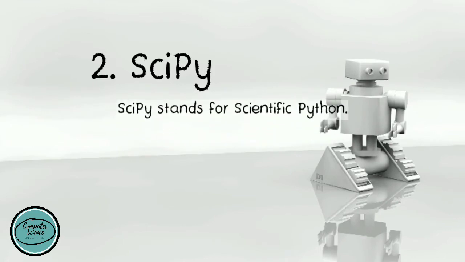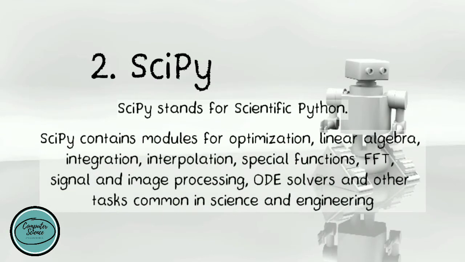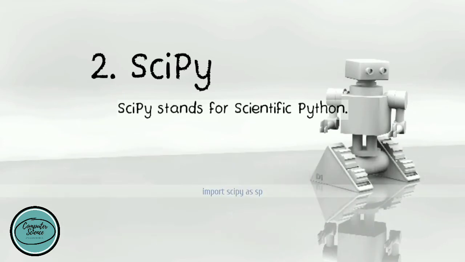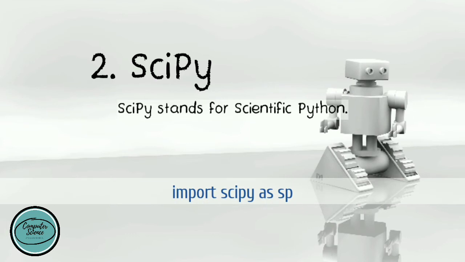Second, SciPy. It provides a variety of useful scientific computing tools including statistical distributions, optimization of functions, linear algebra, and a variety of specialized mathematical functions. With scikit-learn, it provides support for sparse matrices, a way to store large tables that consist mostly of zeros. We import this by the following command: import scipy as sp.